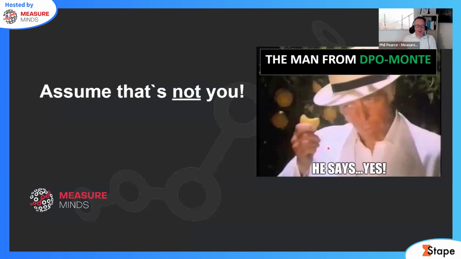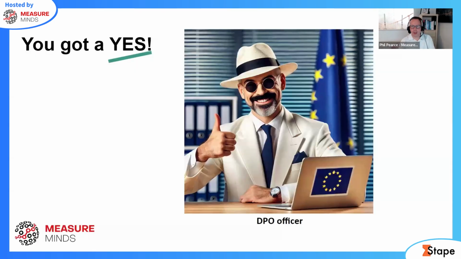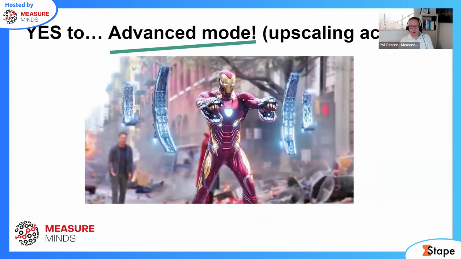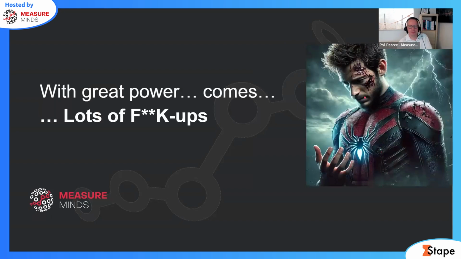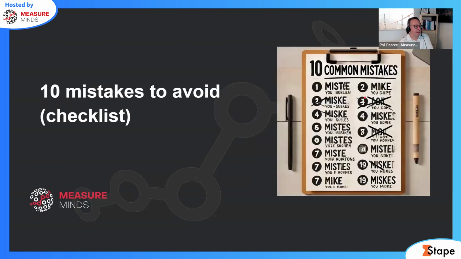So assuming you have enough traffic and your DPO says yes, then you can use advanced mode. Woohoo! So what does that mean? Well, you get the power to turn on upscaling, but you think something so powerful, how could there be so many ways that you could break it? There are. So this really is a list of these mistakes, and just really be careful.